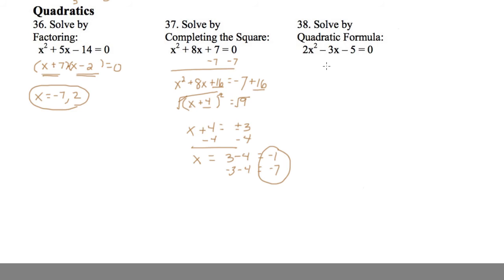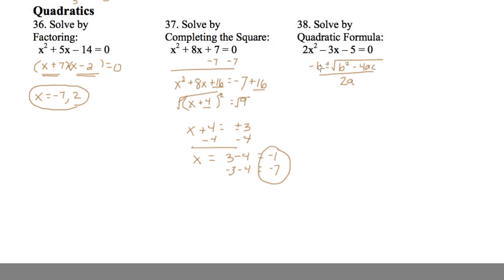Quadratic formula. Again, I always have to sing my song. X equals negative b plus or minus the square root of b squared minus 4ac all over 2a. And then I just fill the numbers in.